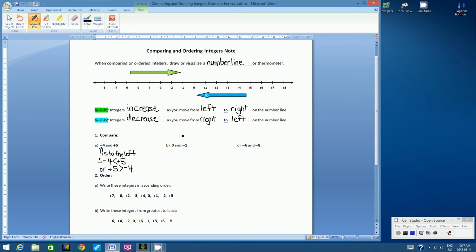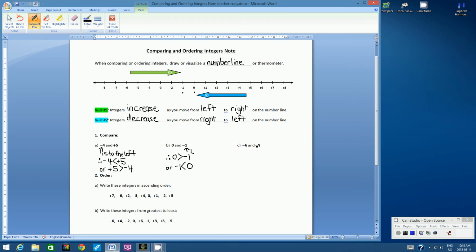All right, let's have a look at B, 0 and negative 1. Well, 0 is here, and negative 1 is there. So which one is to the left? This one is to the left. Okay? Therefore, 0 is greater than negative 1, or negative 1 is less than 0.